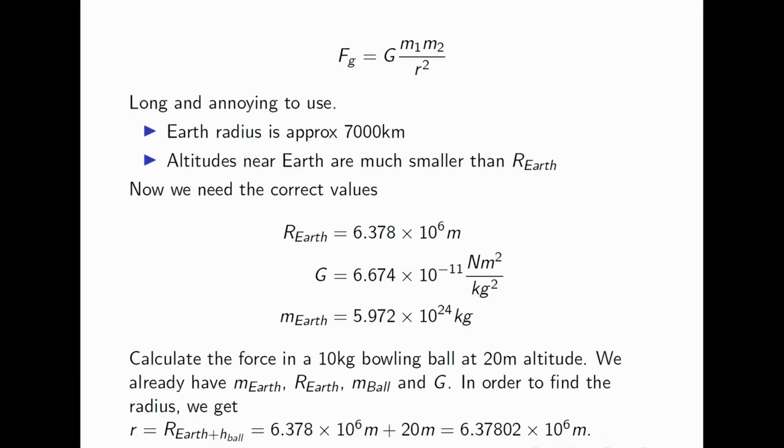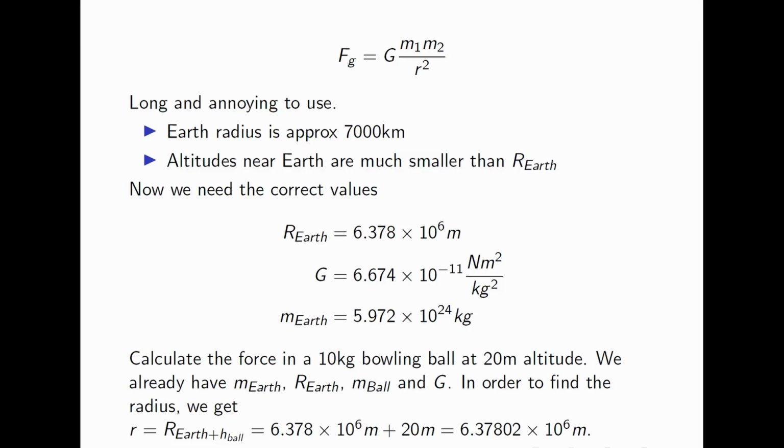Well, let's continue. Like I said, we are trying to calculate the force on a 10 kilogram bowling ball at, let's say, 20 meters altitude. That's one of my numbers that I selected. We already have the mass of Earth, we have the radius of Earth, we have the mass of the ball, that's 10 kilogram, and we have big G, so the gravitational constant. In order to find the radius, when I say radius, I mean R squared, because it's not really a radius, it's a distance plus a radius. But in any case, R in this case here is a radius of Earth.